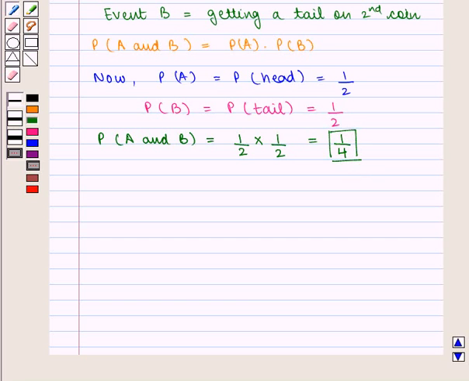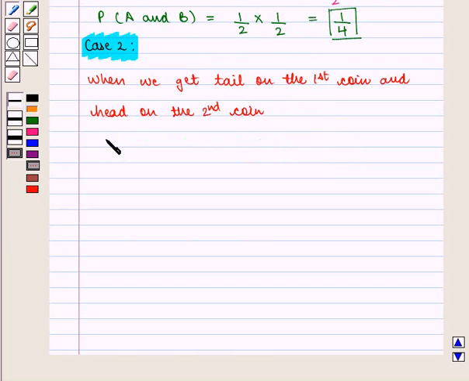Now here there can also be cases when we get a tail on the first coin and a head on the second coin. So here let event C be given by getting a head on the second coin.